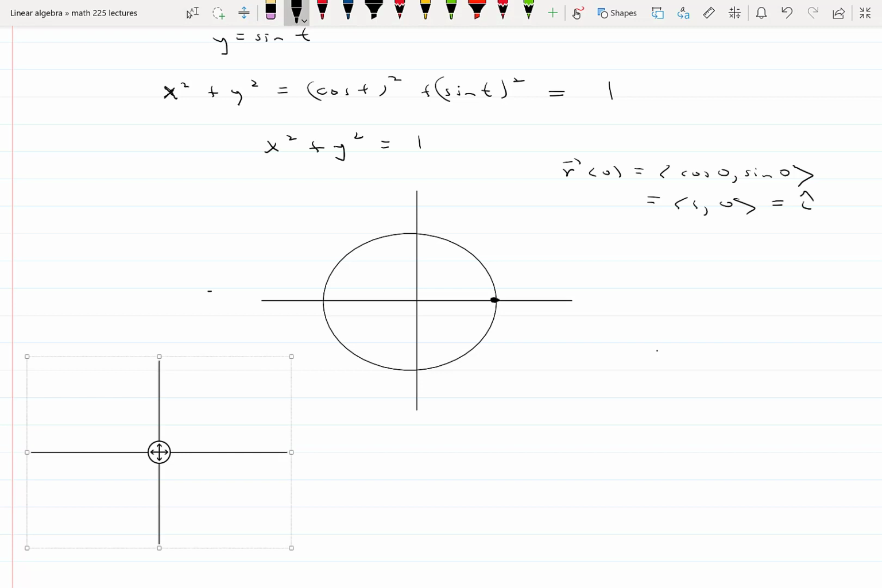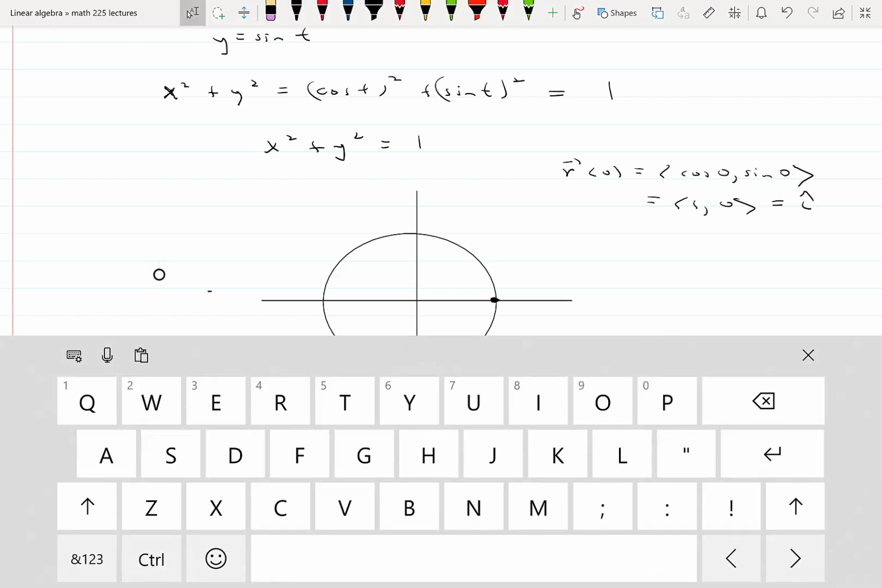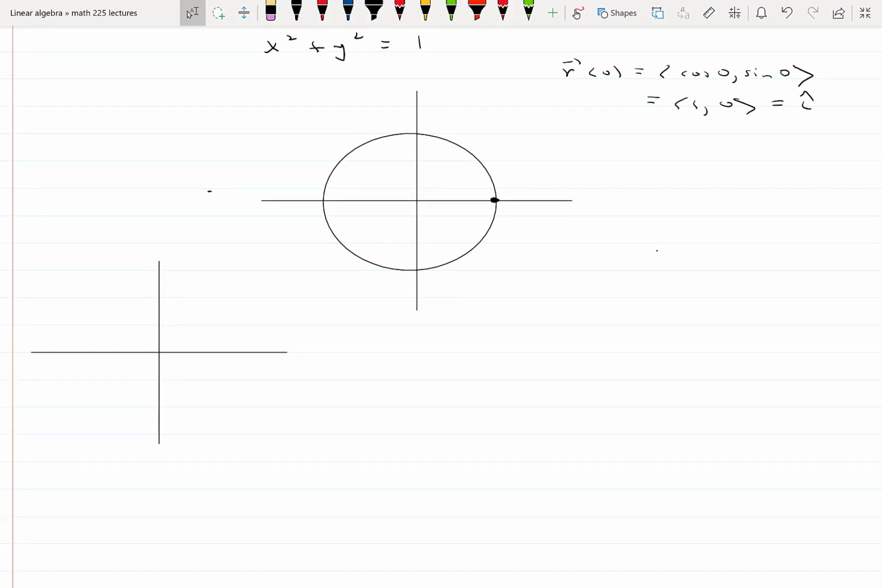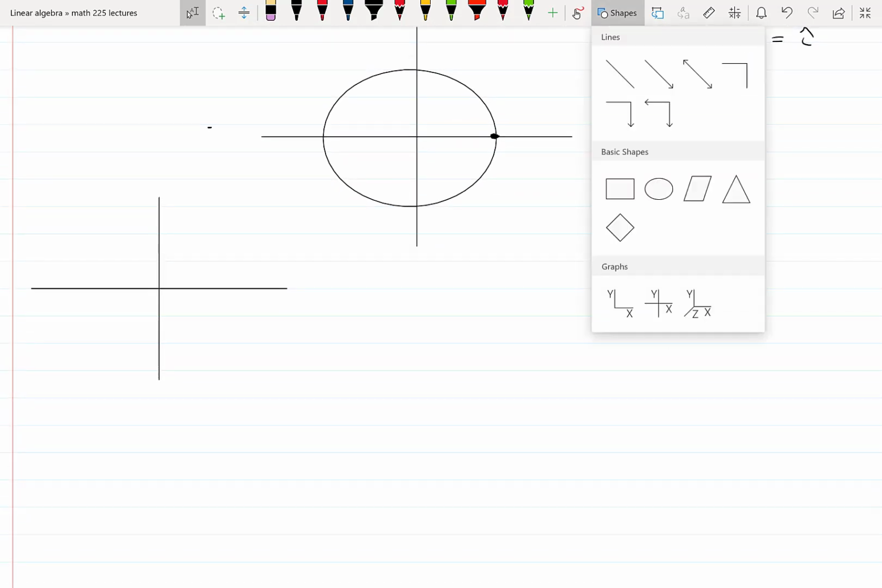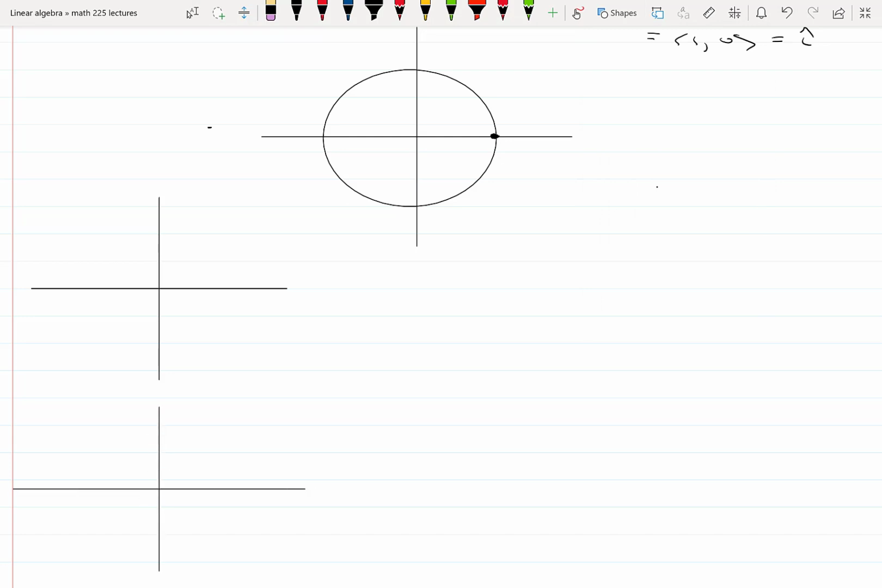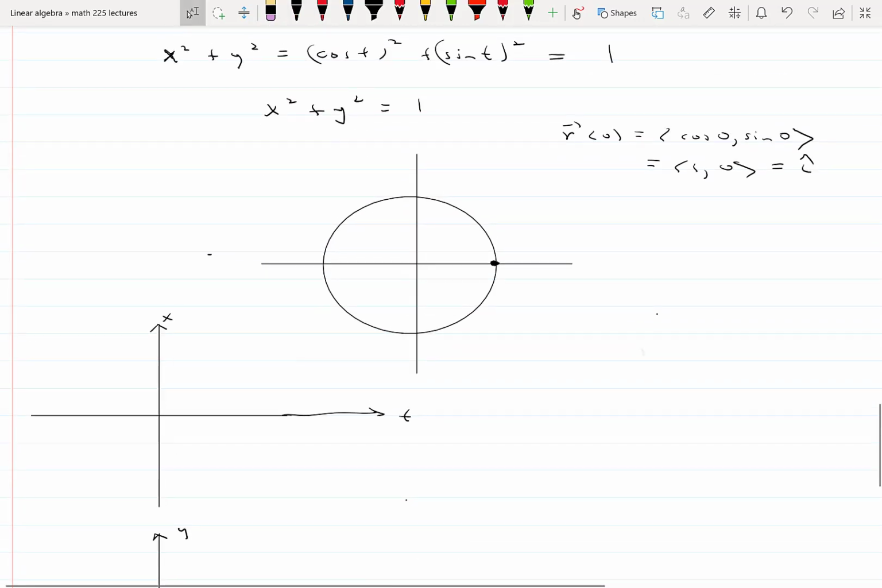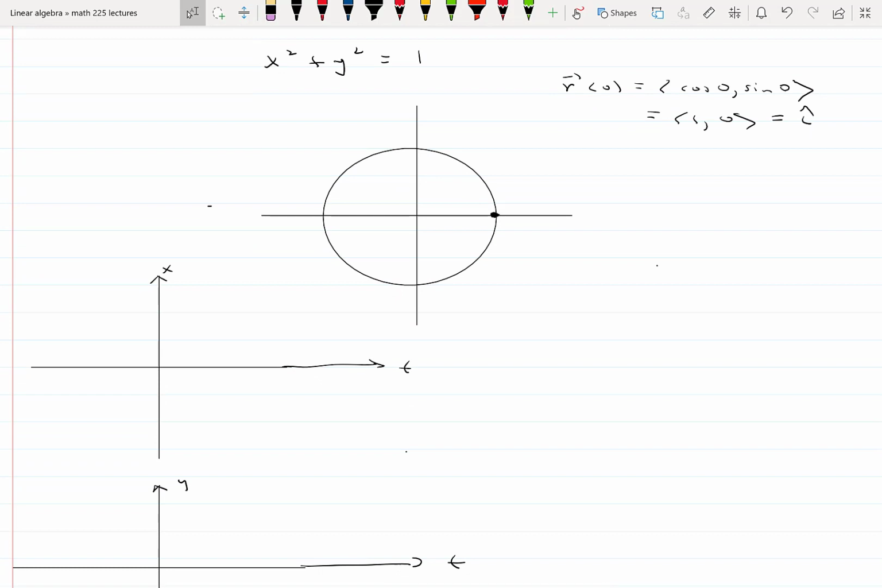So here on this little set of axes that I've just drawn, I'm going to draw the x component. I want to draw another set of axes for the y component. So let's assume that on the first set of axes, I want to graph x versus t. Second set of axes, y versus t. Okay, well, x equals cosine of t. So the x coordinate looks like this if we were to graph it. Very simple trig function.